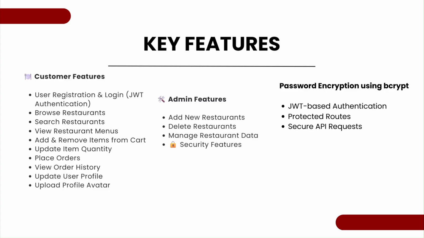Then password encryption using Bcrypt, as already said, is used for encryption purposes. The password will be encrypted into some other form so that we cannot easily identify the original password from the encrypted one. Then protected routes and secure API requests.